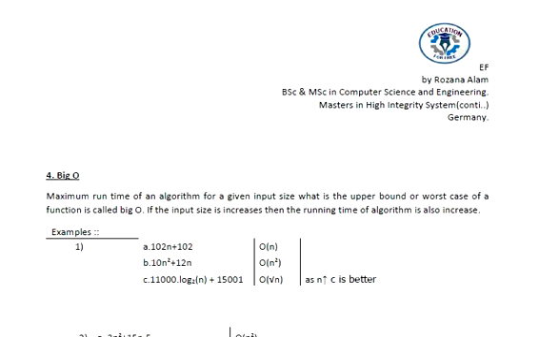So let's see. Big O notation is the maximum runtime of an algorithm for a given input size. The upper bound or worst case of a function is called big O. If the input size increases, then the running time of an algorithm also increases. So let's see the example.